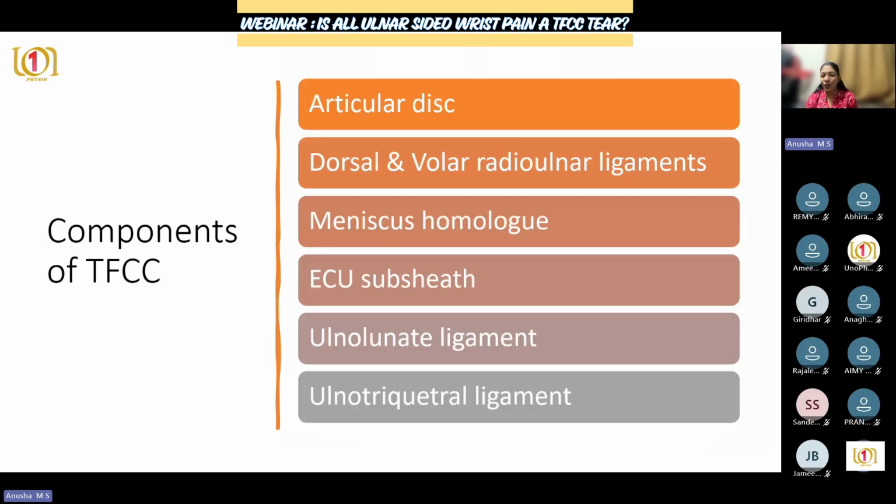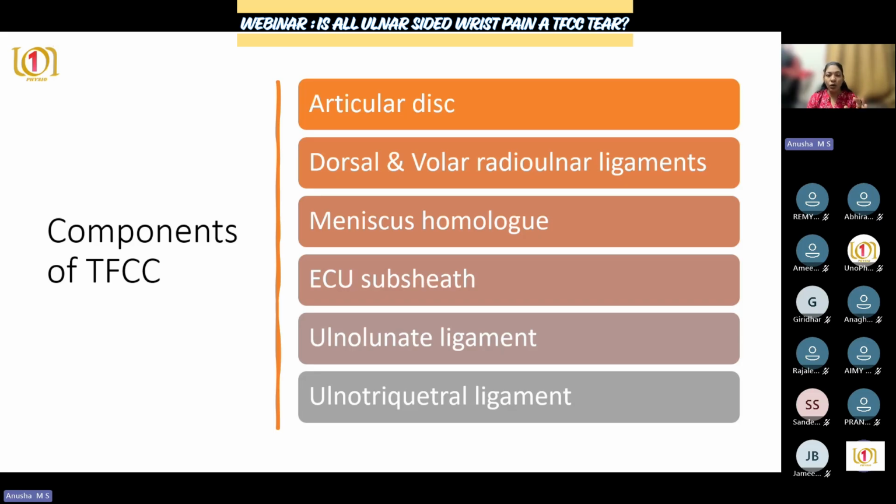So the basic requirement of the wrist is to transfer the weight of the upper limb, or utilize the force of the upper limb to execute a function, right? So if that's the case, whatever force comes to the wrist, the stabilizing role goes to the TFCC. TFCC is the triangular fibrocartilage complex, which has ligaments, cartilage, as well as some connective tissues.